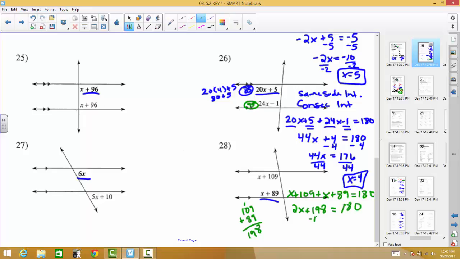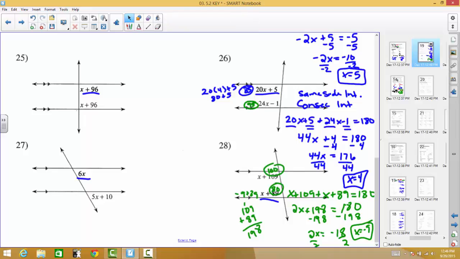And then you would subtract 198. So 2x equals negative 18. Divide by 2. So x equals negative 9. And then you need to plug negative 9 into the bold one. And negative 9 plus 89 is 80. And if you want to check, this should be 100. And it is, because negative 9 plus 109 is 100. So you know you did that right.